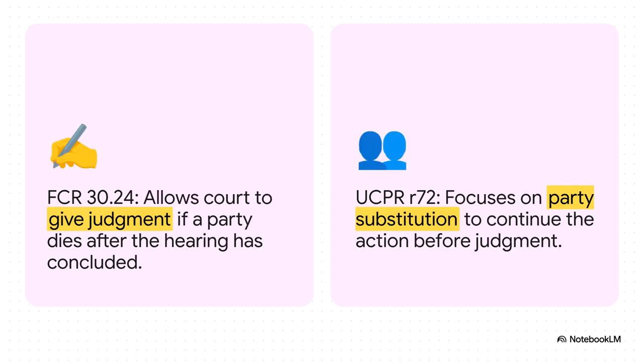Now, this is an interesting one. UCPR Rule 72 is all about what to do when a party dies during the proceedings, substituting them. But Federal Court Rule 30.24 tackles a really specific and, frankly, a bit of a nightmare scenario. What happens if a party dies after the hearing is all done, but before the judge has handed down the judgment? Well, Rule 30.24 is the hero here. It lets the court go ahead and deliver the judgment anyway. It's a crucial rule that stops a case from falling apart right at the finish line.